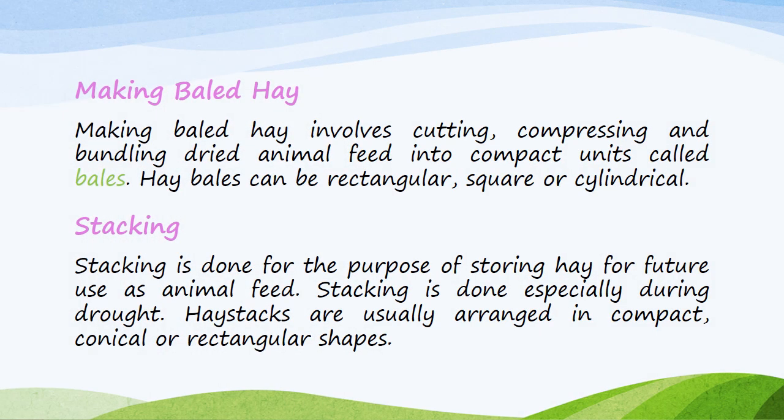Making baled hay involves cutting, compressing, and bundling dried animal feed into compact units called bales. Hay bales can be rectangular, square, or cylindrical. Stacking is done for the purpose of storing hay for future use as animal feed. Stacking is done especially during drought. Hay stacks are usually arranged in compact, conical, or rectangular shapes.